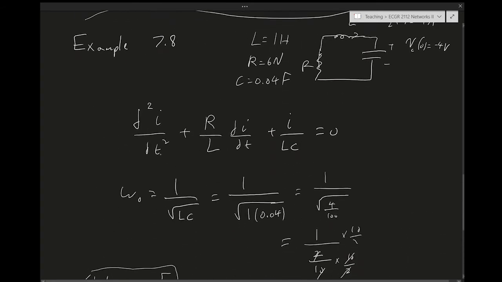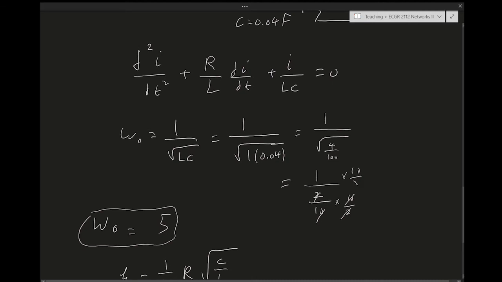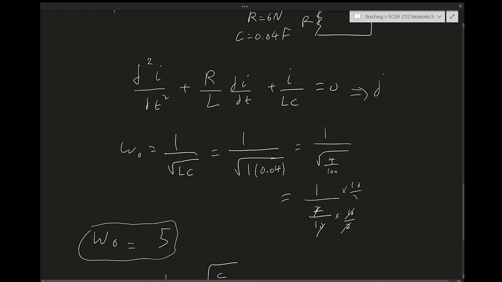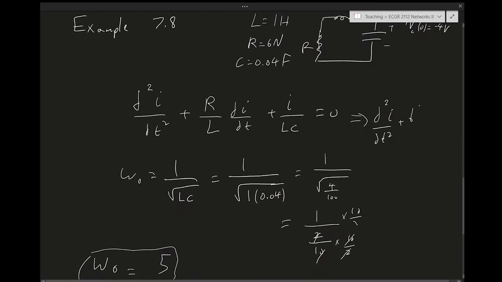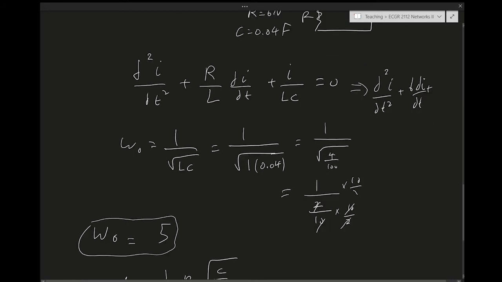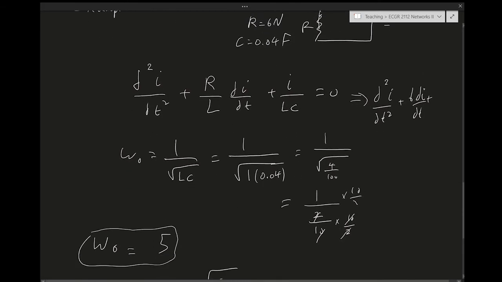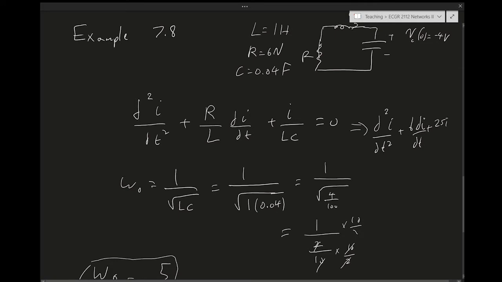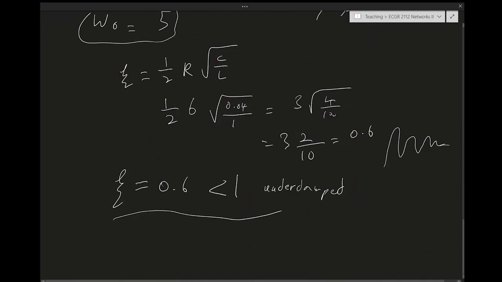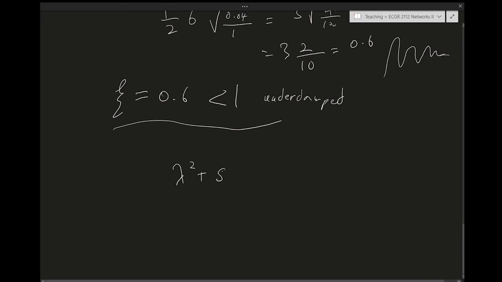But I could take this equation and plug in the numbers. This becomes d squared I over dt squared plus, what's R over L? R over L is 6, so 6 di by dt, plus I over LC, which is omega naught squared. Omega naught is 5, omega naught squared is 25, equals 0, right? So I can solve the characteristic equation for this, which is lambda squared plus 6 lambda plus 25 equals 0.